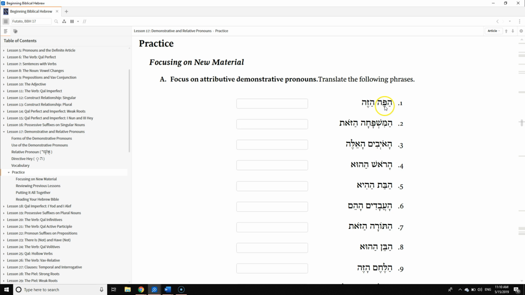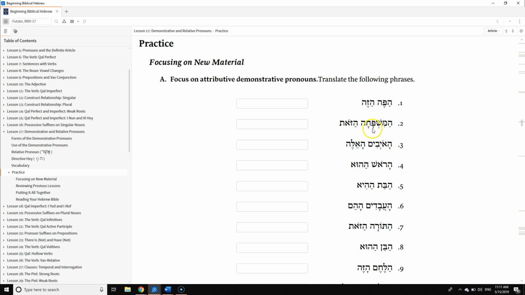Number 1, hape hazeh. Here we've got pe, which is mouth, the mouth, the this. Ze here is going to be your masculine singular. Anytime you have a noun ending in segol he, it's going to be a masculine singular ending. We're used to qamets he being a feminine singular ending, but segol he is often masculine singular. So hape is the mouth, masculine singular. Hazeh is the this, masculine singular. To translate that attributively, it would simply be this mouth. For this adjective, it matches its antecedent in definiteness as well as gender and number.